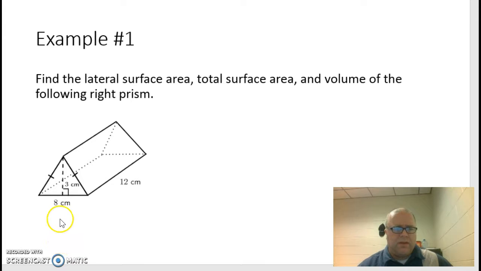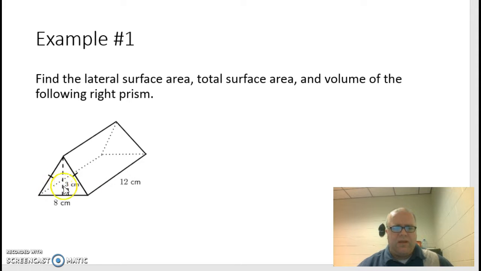So we can see through this diagram here that the only two shapes that we have that are both parallel and equal in size and shape are this triangle here on the front and this triangle here on the back. So those are going to be our two bases. So these three rectangles are going to form our lateral area around the prism.